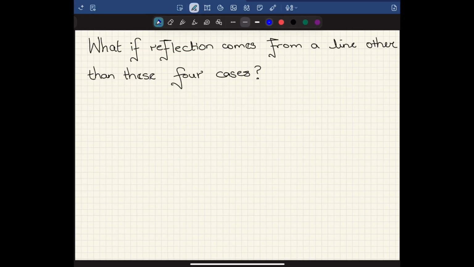Now what happens if a reflection comes from a line other than these 4 cases? What are the 4 cases? Reflection along the x-axis, reflection along the y-axis, reflection along the line y is equal to x, and along the line y is equal to negative x. If a reflection case comes which is along a line other than these 4 cases, you have to follow the same steps. The first step is that you need to draw the line on the graph. And how do you plot a straight line?